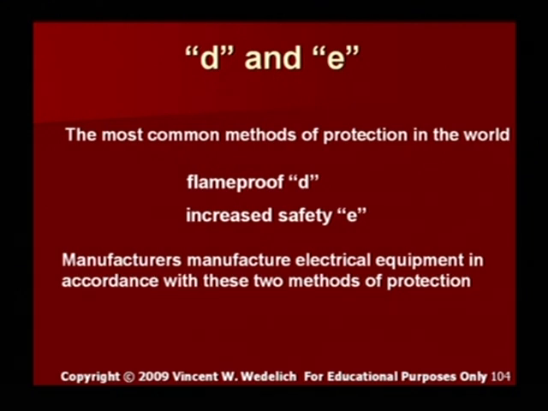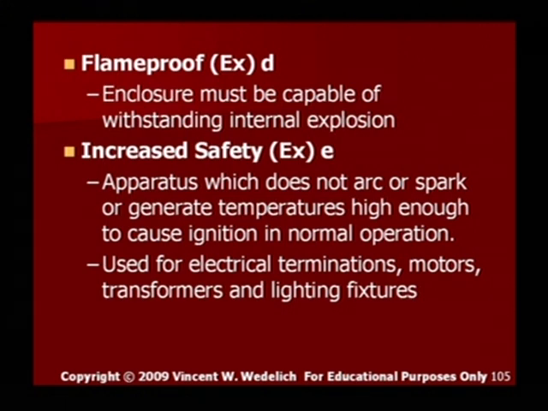The D and the E, these are the most common methods of protection in the world. Flame-proof D, increased safety E. Manufacturers manufacture electrical equipment in accordance with these two methods of protection. The flame-proof, the EXD, enclosure must be capable of withstanding the internal explosion. The increased safety, EXE, is apparatus which does not arc or spark or generate temperatures high enough to cause ignition in normal operation. Used for electrical terminations, motors, transformers, and lighting fixtures.